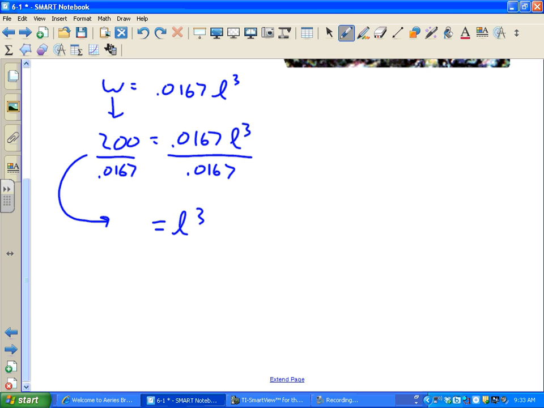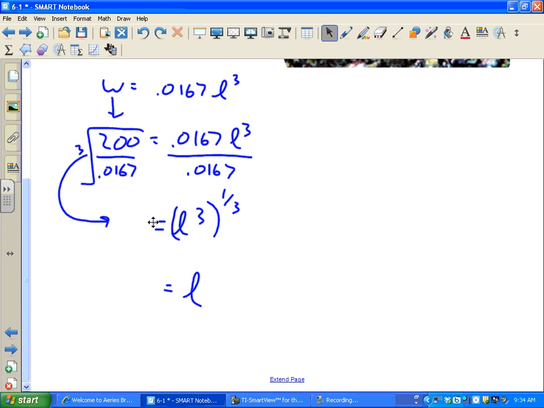Well, what do I need to do now to get L by itself? I'm going to raise it to the 1/3 exponent. Isn't raising to the 1/3 exponent the same thing as cube rooting that? Hopefully that idea makes sense to you. Raising to the 1/3 is the same as cube rooting. What I'm doing is getting rid of the exponent on the right-hand side, getting rid of that exponent, so that gives me just L by itself.